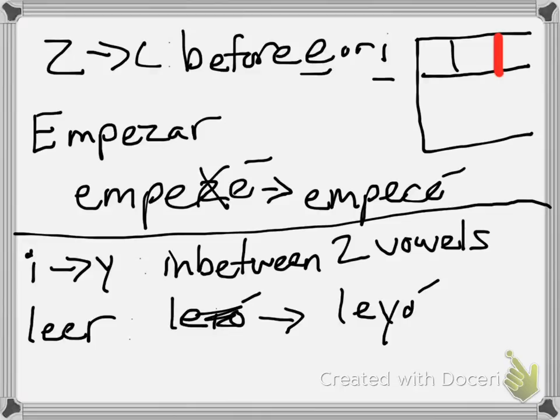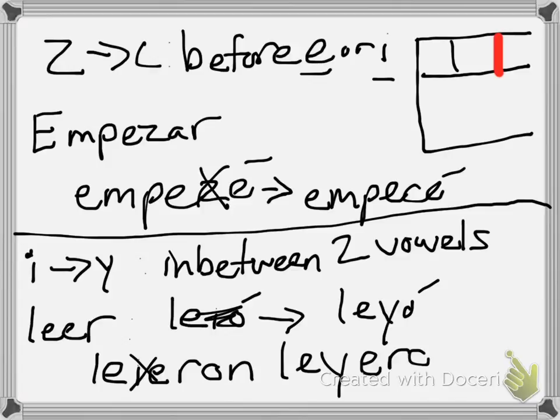Try it in the ellos/ellas/ustedes form. Leieron. That's way too many vowels, so we're going to change it to a Y. Leyeron. Those are the spelling changes that we did today.